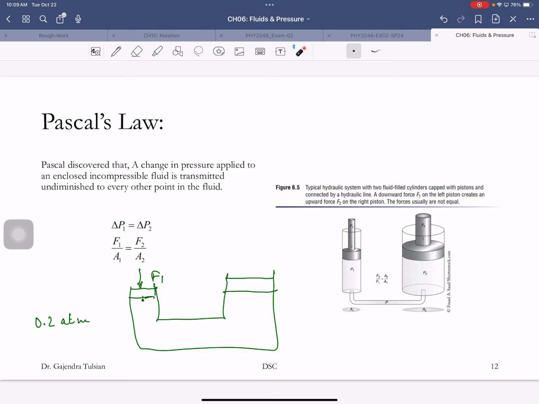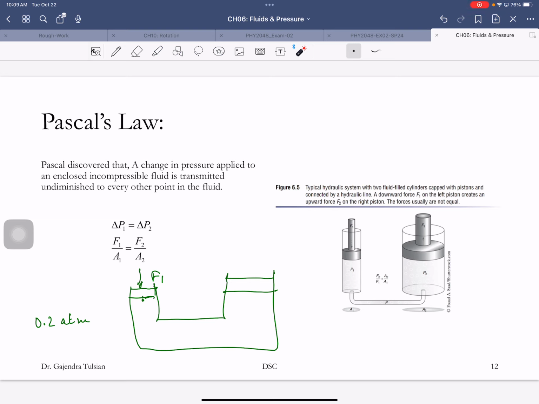Okay. So if you increase the pressure by a certain amount in an enclosed fluid, that increase is transmitted everywhere in the fluid. All right, so let's see the consequence of that. Well, the pressure here increased by 0.2 atmosphere. So the pressure here increased by 0.2 atmosphere. And that's what this is saying. So you increase the pressure by 0.2 atmosphere here, and the same increase happened at that point.